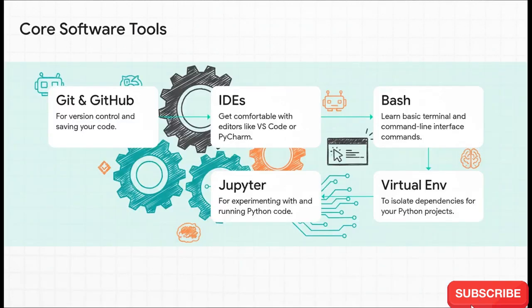And don't forget, AI engineering is still software engineering. That means you need the standard toolkit. Git for tracking everything, an IDE like VS Code to live in, Bash for zipping around the terminal, and virtual environments to keep your projects from turning into a tangled mess of libraries. These are completely non-negotiable skills.